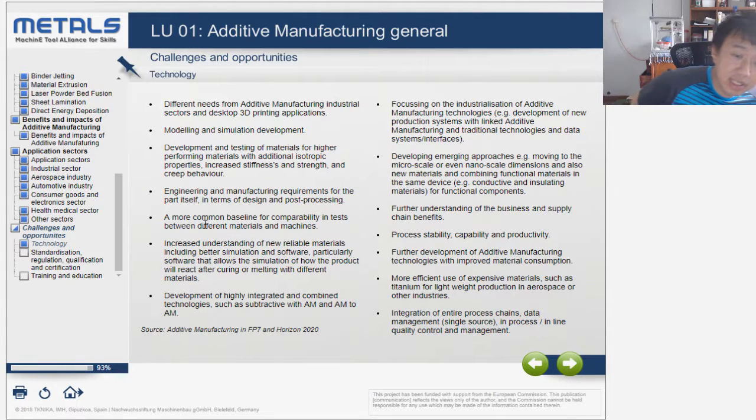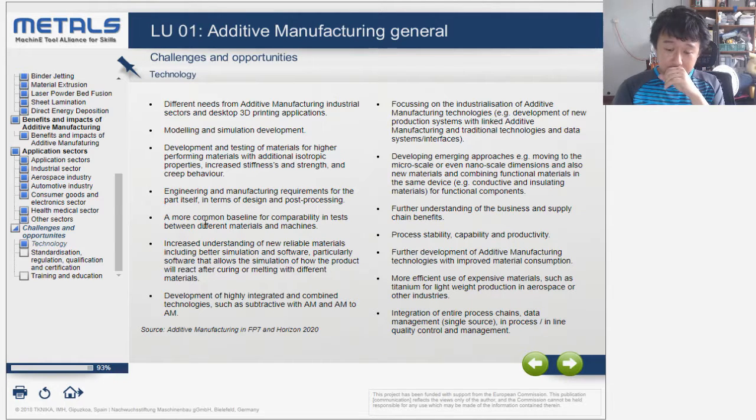So now we're on the next chapter, challenges and opportunities. That is a lot of opportunities and a lot of challenges, it seems. Different needs of additive manufacturing industrial sectors. Yeah, different industrial sectors would definitely have different needs.